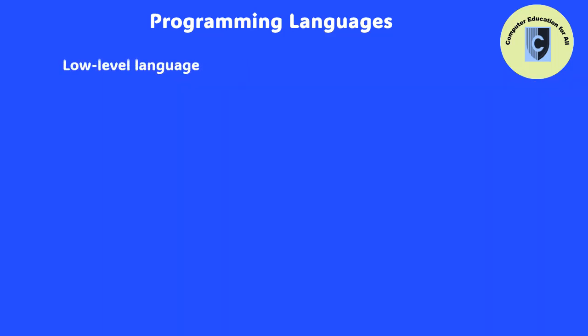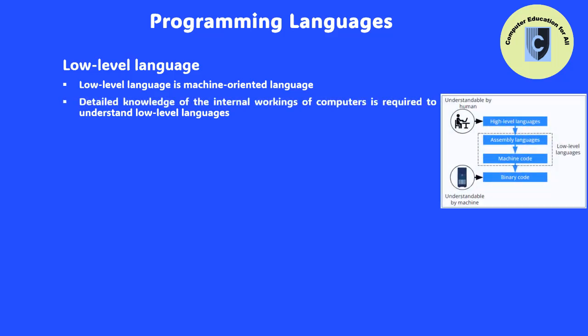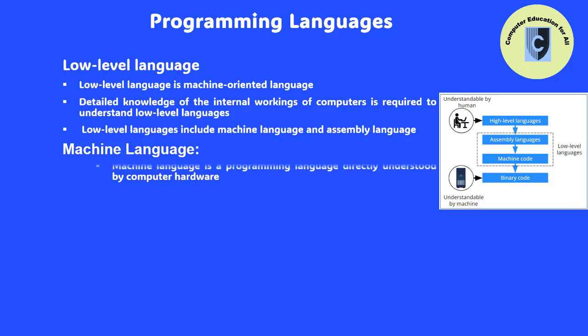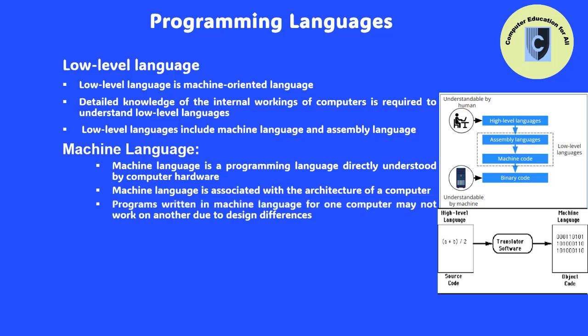Low-level languages. Low-level language is machine-oriented language. To understand low-level language, detailed knowledge of internal working of computer is required. Low-level languages include machine language and assembly language. Machine language, programming language that is directly understood by computer hardware, is known as machine language. Machine language is associated with architecture of computer. Therefore, programs written in machine language for one computer will not work on another because of design differences.